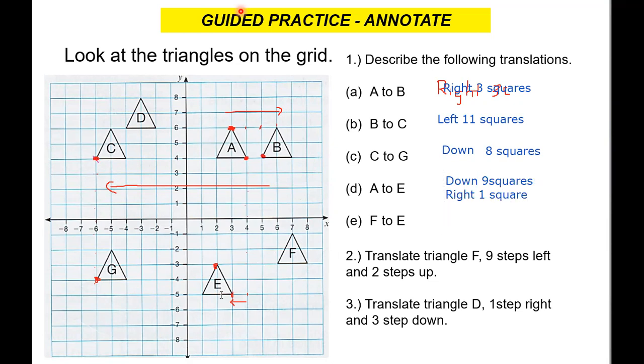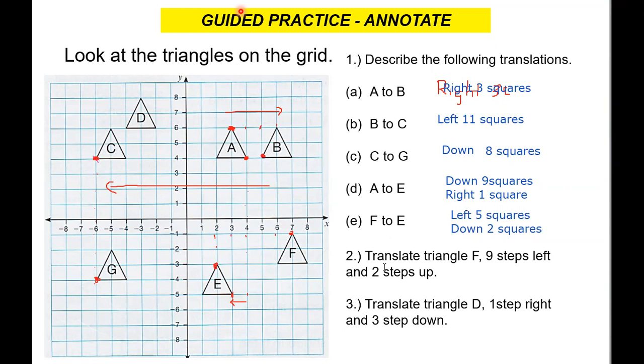Let's go to the next one. F to E. So let's mark it down. Let's move this one. So it's here. 1, 2, 3, 4, 5. So left 5 squares and 1, 2. Okay. So the first one is left 5 squares and down 2 squares. Okay, that is the translation.